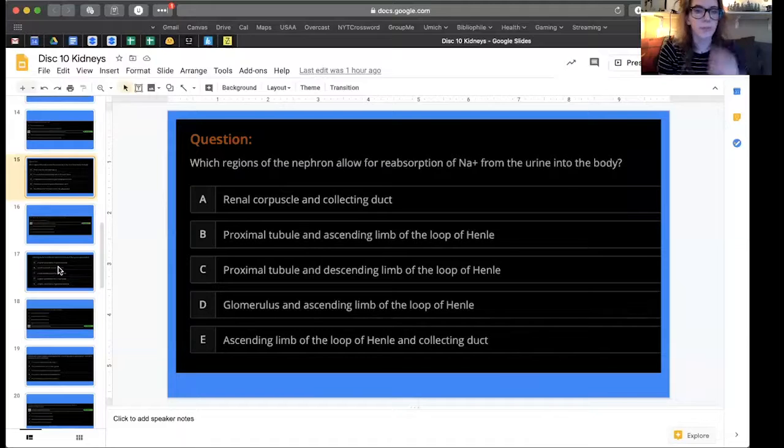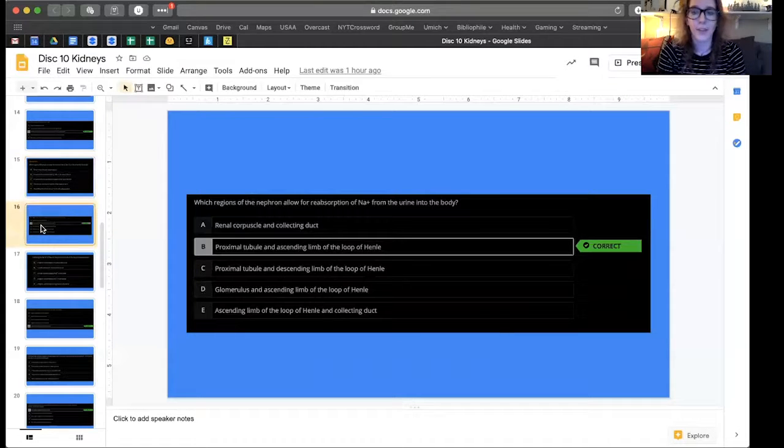Which regions of the nephron allow for reabsorption of sodium from urine into the body? Renal corpuscle and collecting duct, proximal tubule and ascending limb of Henle, proximal tubule and descending limb of Henle, glomerulus and ascending limb of Henle, or ascending limb of Henle and collecting duct. So again, I'm going to give you guys a second to pause and try to think about this. All right, and the correct answer is B, the proximal tubule and ascending limb of the loop of Henle.